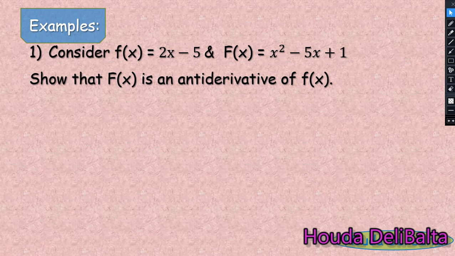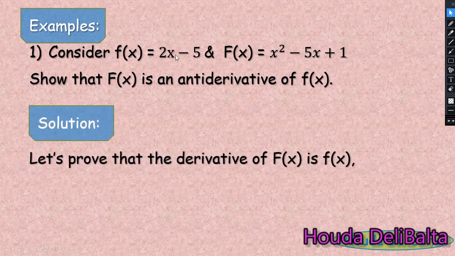Let's think. I have to show that the capital F of x is an antiderivative of this small f of x. So all I have to do is show that this small f of x is the derivative of capital F of x. So let's prove that the derivative of capital F of x is this small f of x. So I have to differentiate this capital F of x.